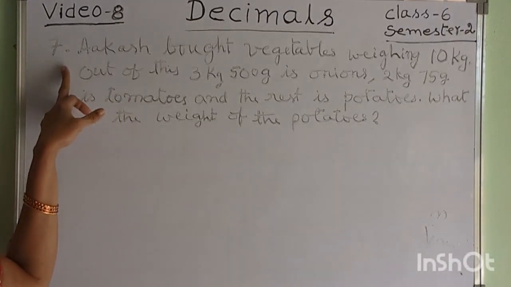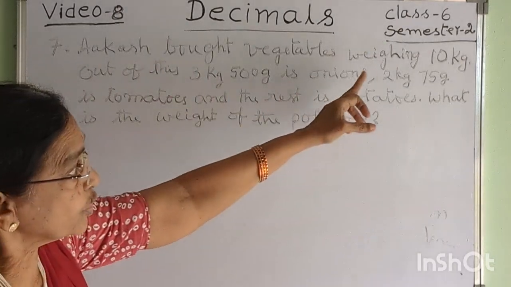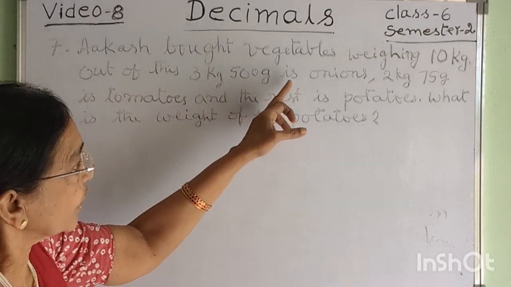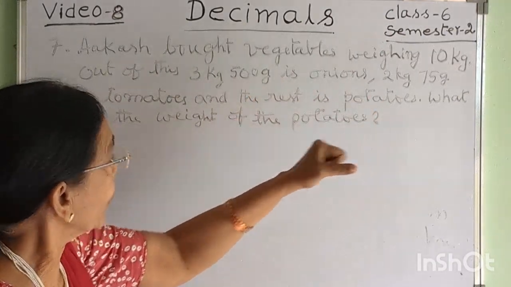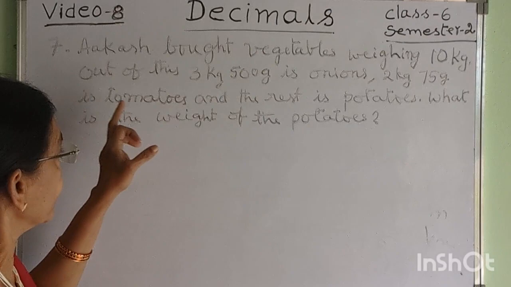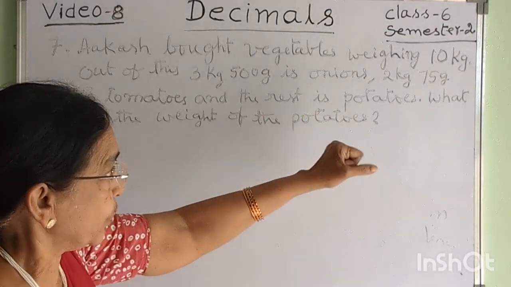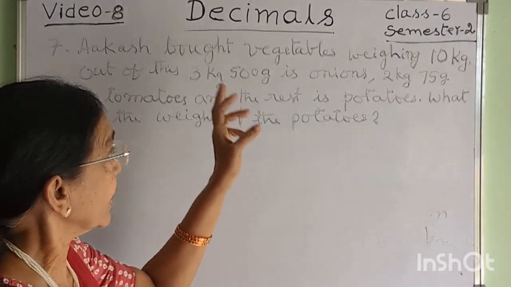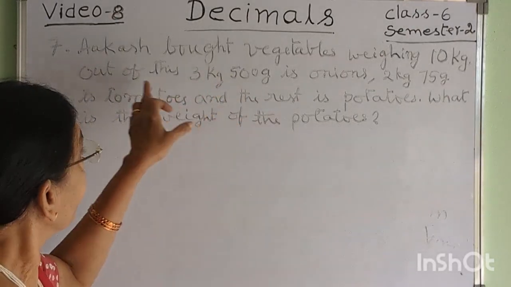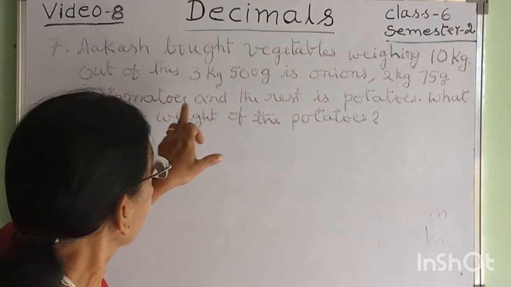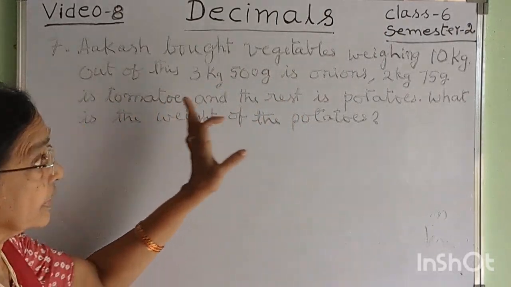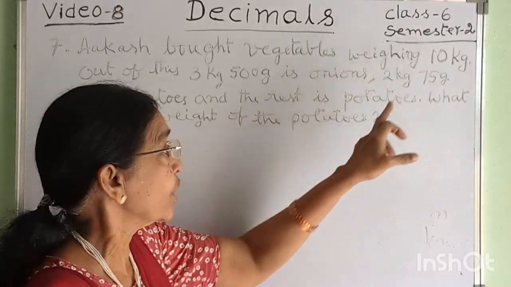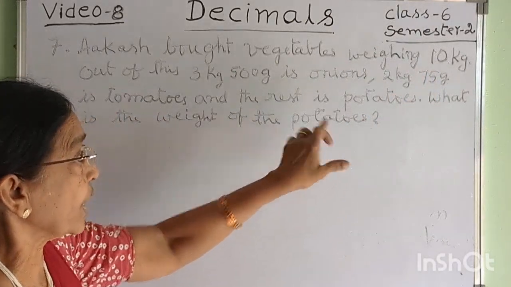That is 7. Akash bought vegetables weighing 10 kilograms. Out of this 3 kilogram 500 grams is onions, 2 kilograms 75 grams is tomatoes, and the rest is potatoes. What is the weight of the potatoes? So first we will find the total weight of onions and tomatoes. Then we will subtract this from the total weight 10 kilograms. We get the weight of the potatoes.